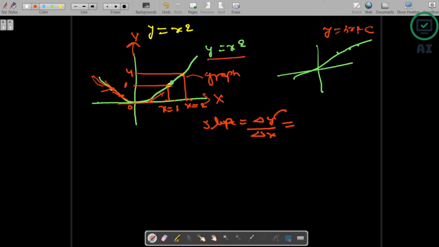So what is delta y? This is delta y and this is delta x. So delta y is nothing but 4 minus 1 and delta x is nothing but 2 minus 1, which is 3 by 1. So this is the slope, the slope between two points.